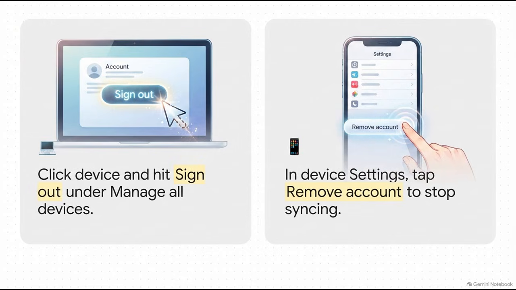On a desktop browser, it's a breeze. Just a simple click on Sign Out under the device list. But if you're trying to remove an account from an Android phone, you actually have to dig into the phone's physical settings app, tap on Passwords and Accounts, and select Remove Account to kill that local sync entirely.